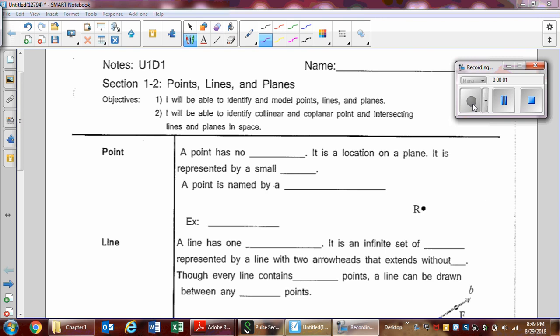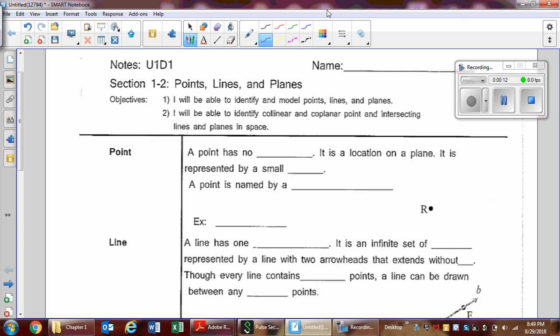Hello, we will be going over Unit 1, Section 1.2, but this is just the beginning of your notes for geometry. Even if it says Section 1.2, this correlates with the textbook. But today we're doing Unit 1, Day 1.